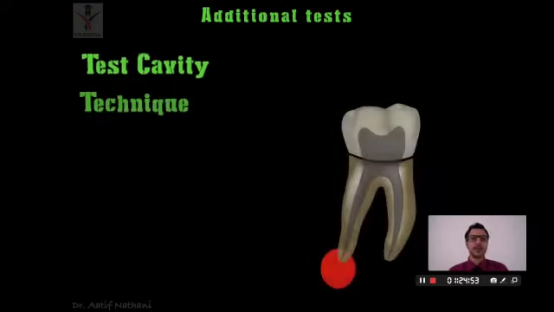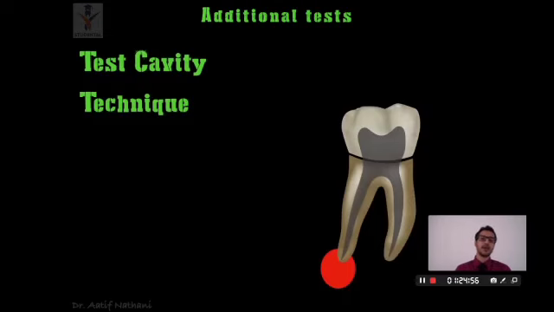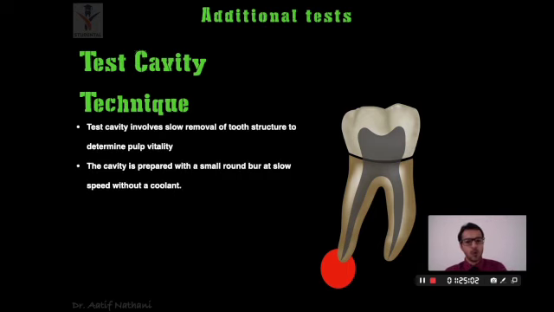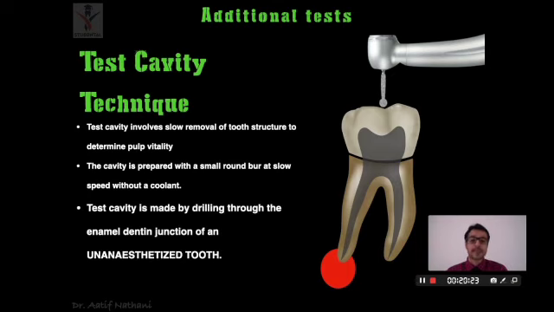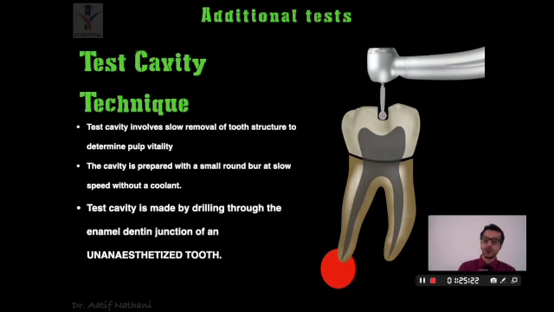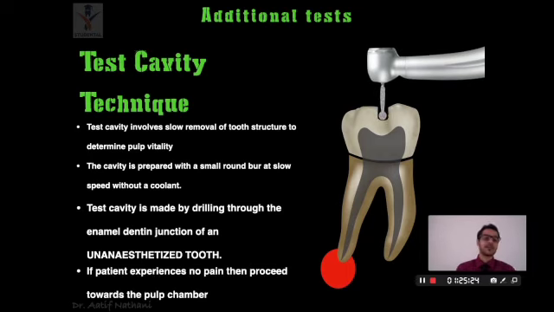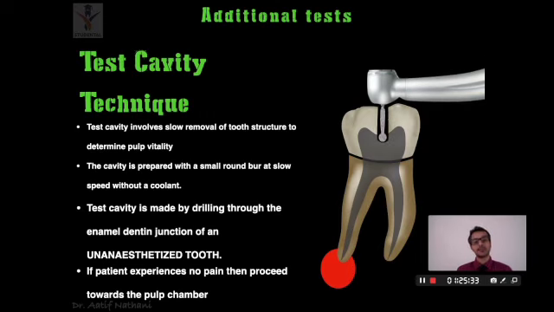Now we'll talk about the test cavity. First I'll introduce you to the test cavity technique. The test cavity involves slow removal of the tooth structure to determine pulp vitality. This cavity is prepared with a small round bur at slow speed without a coolant. A test cavity is made by drilling through the enamel-dentine junction of an unanesthetized tooth. Keep this in mind: unanesthetized tooth, you need to go till that junction. If the patient experiences pain, then stop; if the patient doesn't experience pain, then you have to proceed towards the pulp chamber. This is an indication that the pulp is dead.